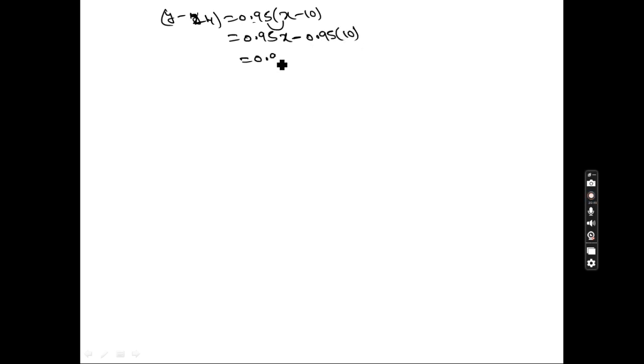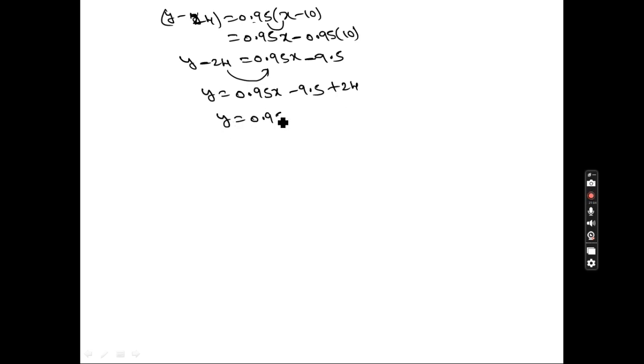So this will be 0.95x minus 9.5. So this side you are having y minus 24. If the 24 comes to this side, it will become y is equal to 0.95x minus 9.5 plus 24. So y is equal to 0.95x plus 14.5. So this is the regression equation of y on x. So the first part of the question we completed.